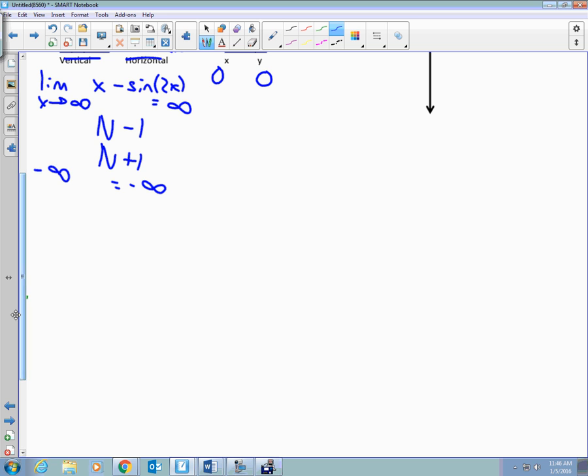We go towards the first derivative. What is the first derivative? What's the derivative of x? 1. In order to find the derivative of sine of 2x, what do I have to use? Chain rule. What's the derivative of the inside? 2. The outside? Cosine.